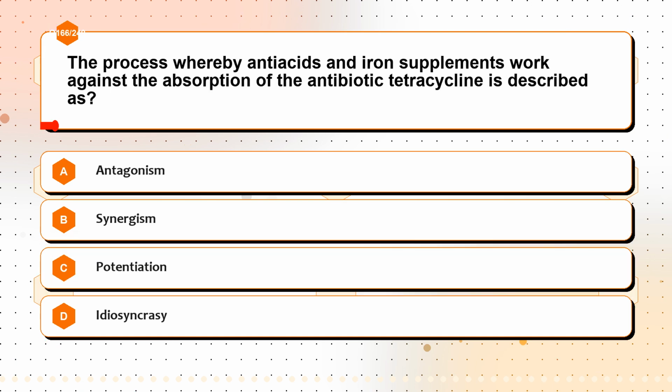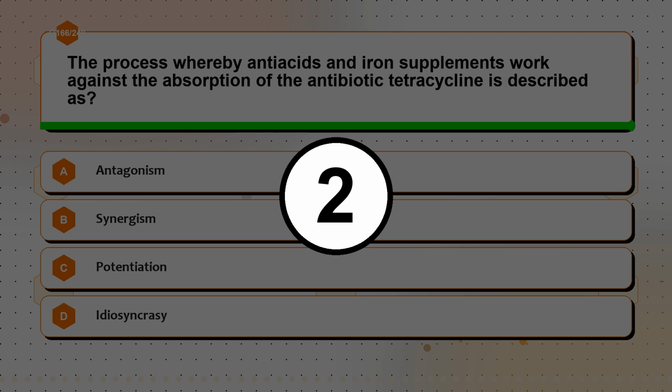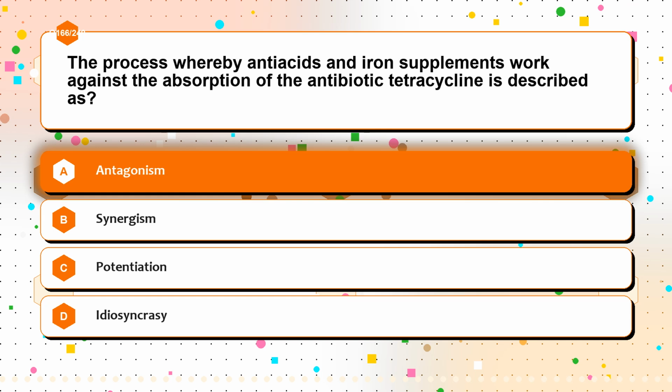Question 166. The process whereby antacids and iron supplements work against the absorption of the antibiotic tetracycline is described as? Here are the options. Option A, antagonism. Option B, synergism. Option C, potentiation. Option D, idiosyncrasy. The correct answer is option A, antagonism.